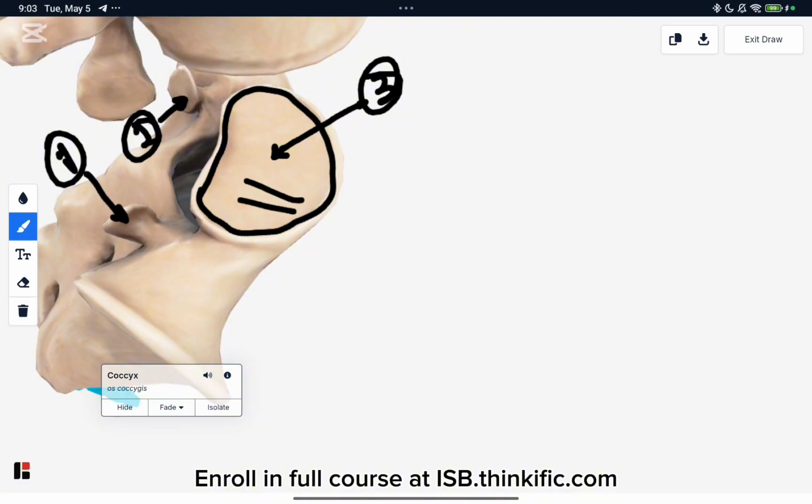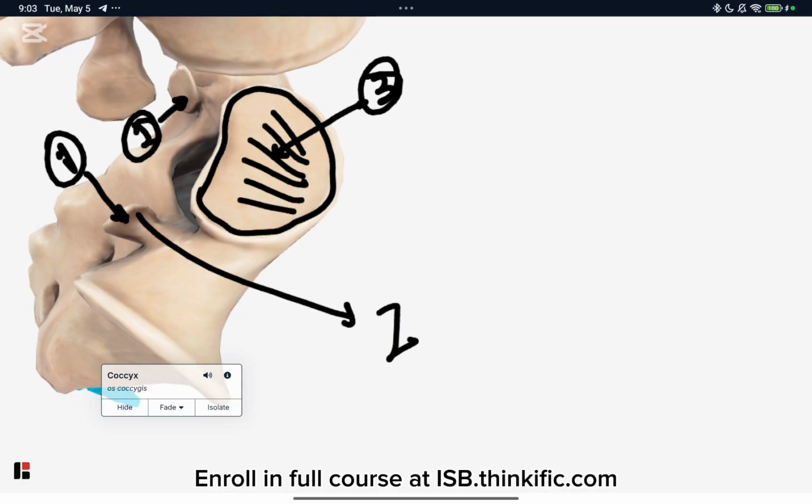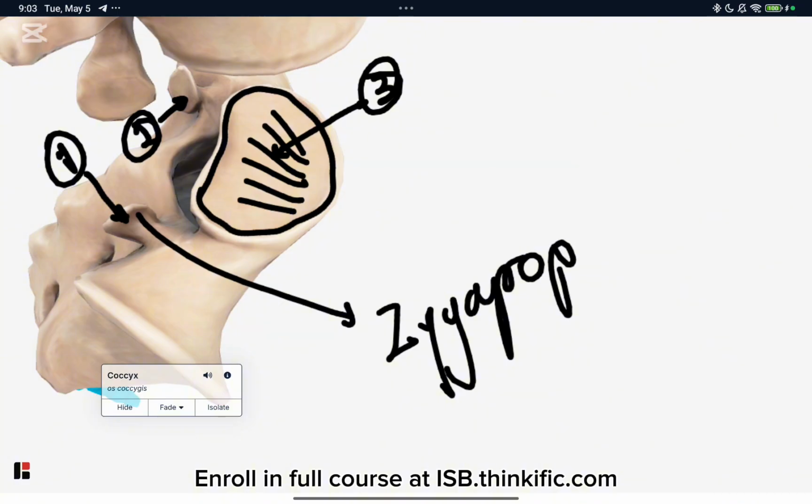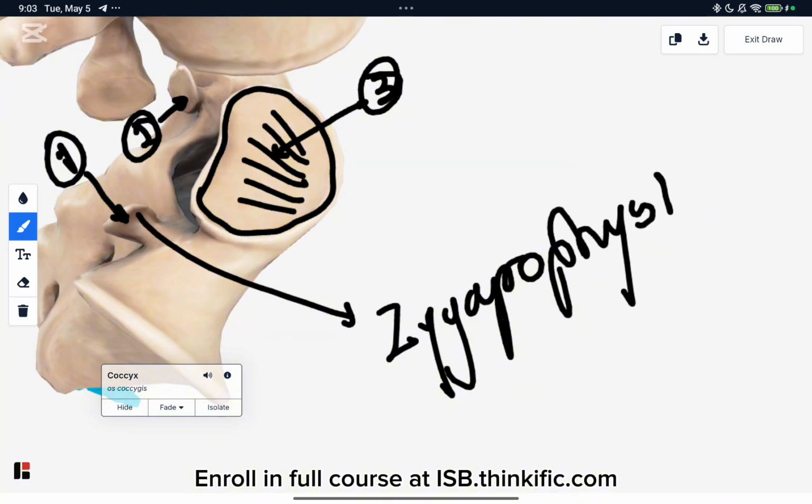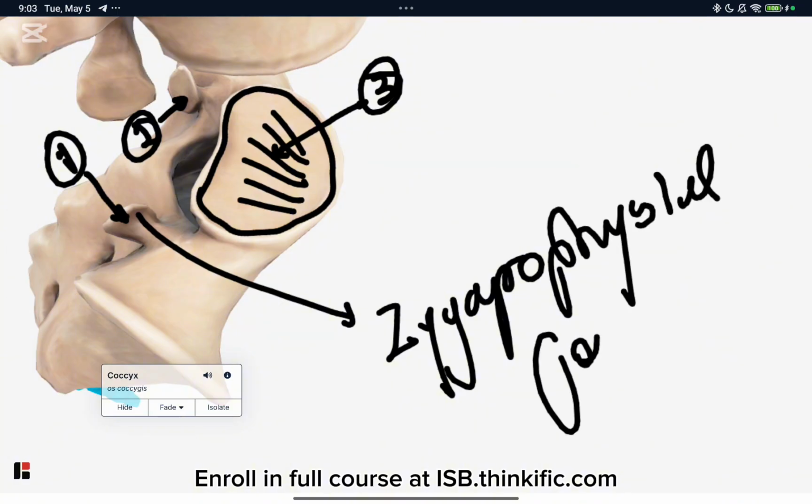Of course, this joint is just the intervertebral disc, but these two joints are called zygapophyseal joints. Funny name. But these are joints between the superior and inferior facets. It's similar throughout the spine as we talked about in the spine lecture, right?